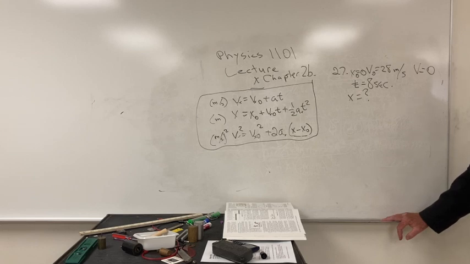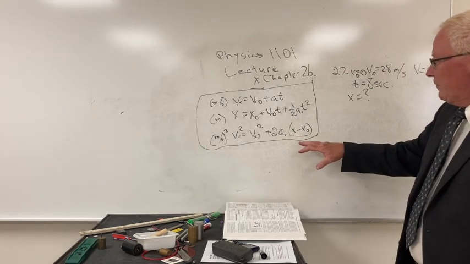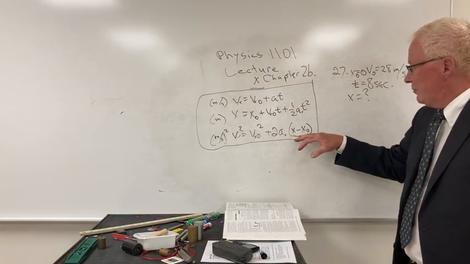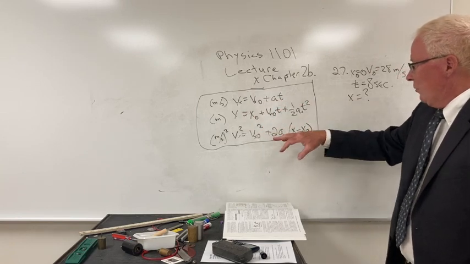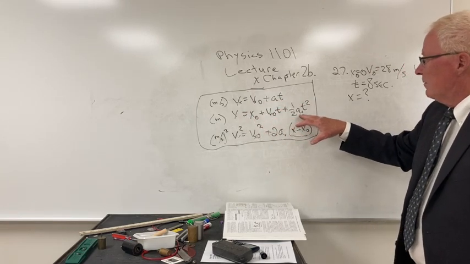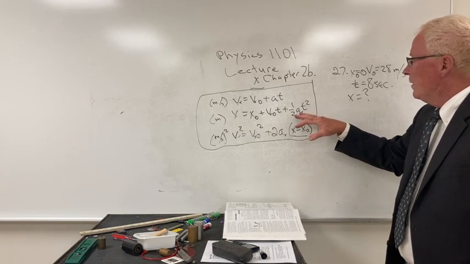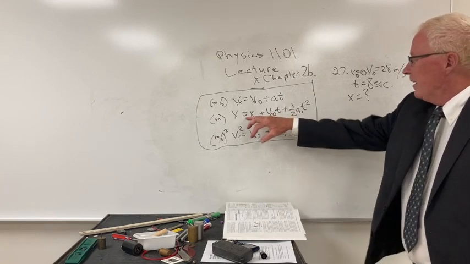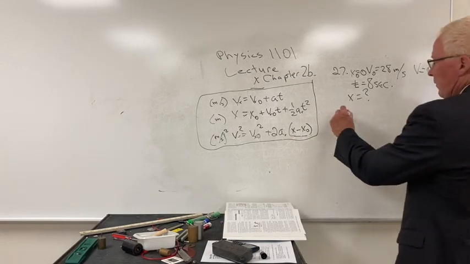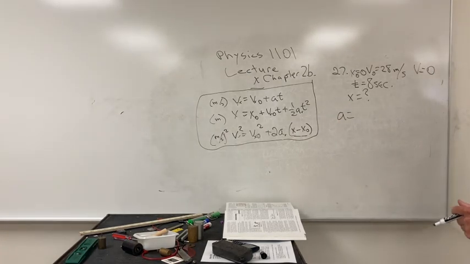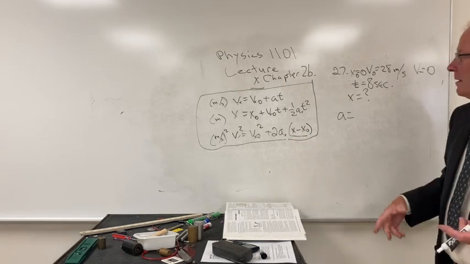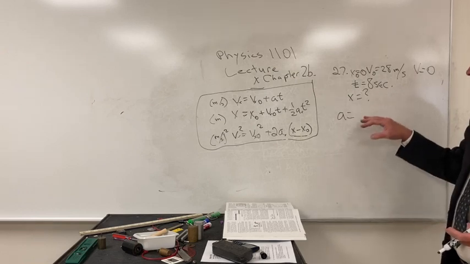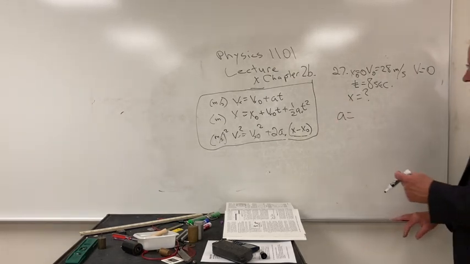Let's see, we know the time, but we don't know the acceleration. So for every expression, if we had V, V naught, and we're trying to find X, but we don't know A. Here, we don't have X at all. Here, we have the same issue. We're trying to find X, and we don't know A. So what we're going to need to do is find the acceleration first. So this is a two-part problem. We're going to use this one first, and then I'll use that one to find the acceleration, to find the distance.